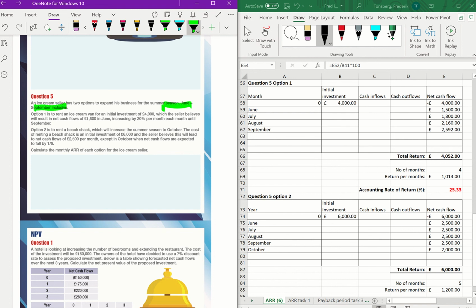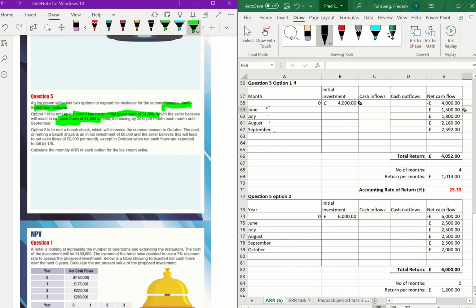Option 1 is to rent an ice cream van for an initial investment of 4,000 pounds. So that's what I put in here. So this is option 1 up here, and I put in 4,000 pounds. He believes that it will result in a net cash flow of 1,500 pounds in June. And so that's what I put in here. So I've listed it down here: June, July, August, September. So I put in 1,500.